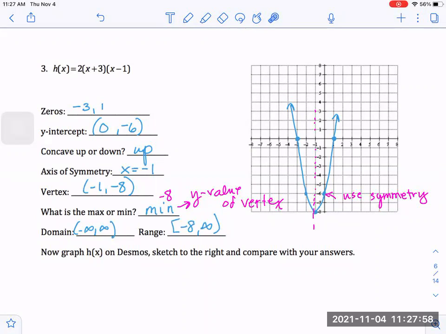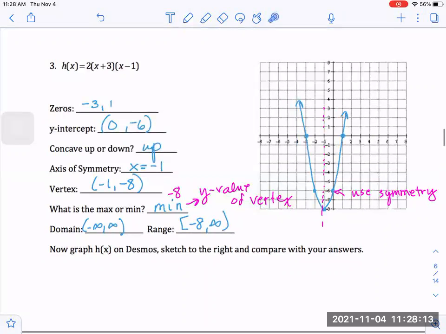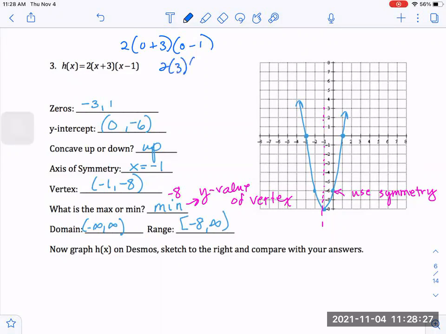Do you guys have any questions? Kate? Well, one way would be to multiply all of this out and find the constant. The other way would be anywhere on your y-axis, x is 0, so you can put 0 in. So that becomes 2 times 3 times -1, or -6. Make sense? Wait, so the axis of symmetry is just the x value of the vertex? Correct. Okay, anything else?